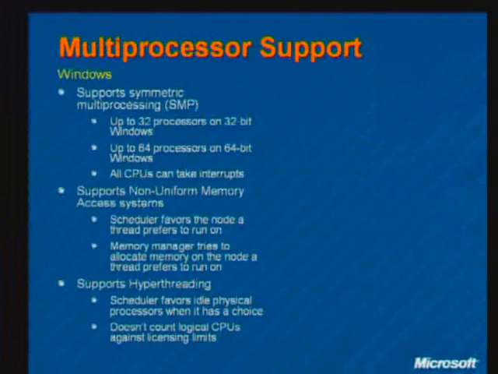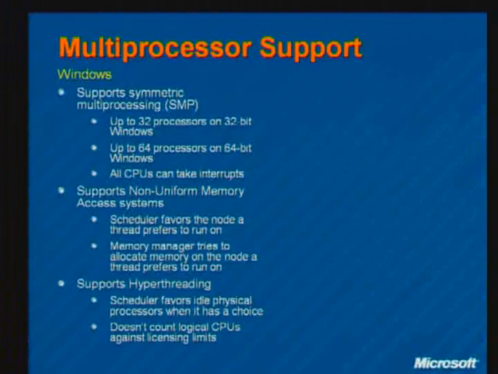In the multiprocessor support area, Windows, of course, is a multiprocessing OS. It supports up to 32 processors on 32-bit systems, up to 64 on 64-bit systems. Symmetric multiprocessing means that all the processors can access all of physical memory, versus processors having their own private physical memory that's not accessible from another CPU. Also, all processors can take interrupts from hardware devices.